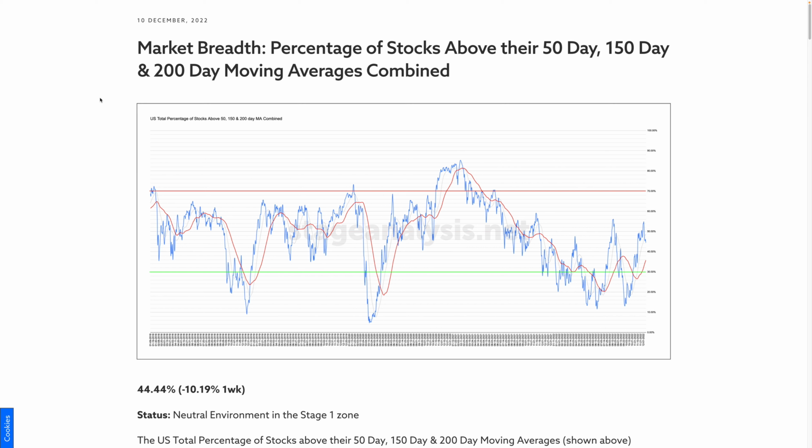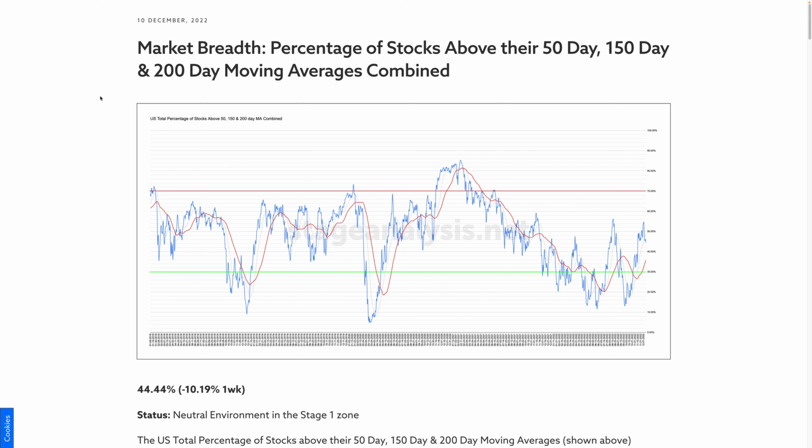I'm going to do the content in a different order this weekend, as there's been some changes in the key market breadth data, which I personally think is the most important part of the stage analysis method. It's very much underrated and underused by many people.